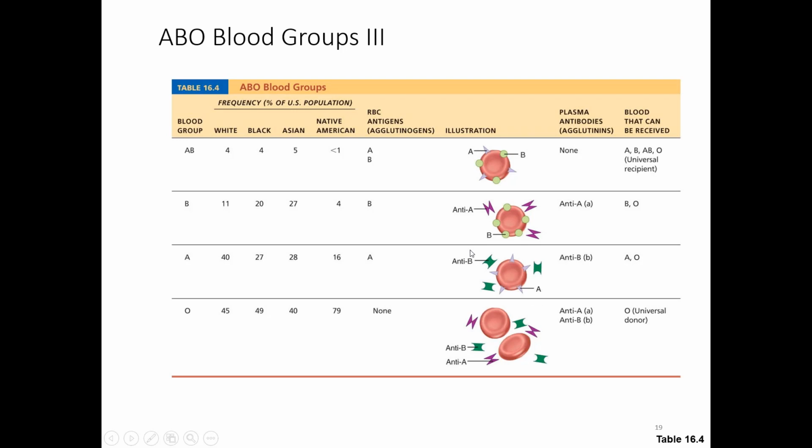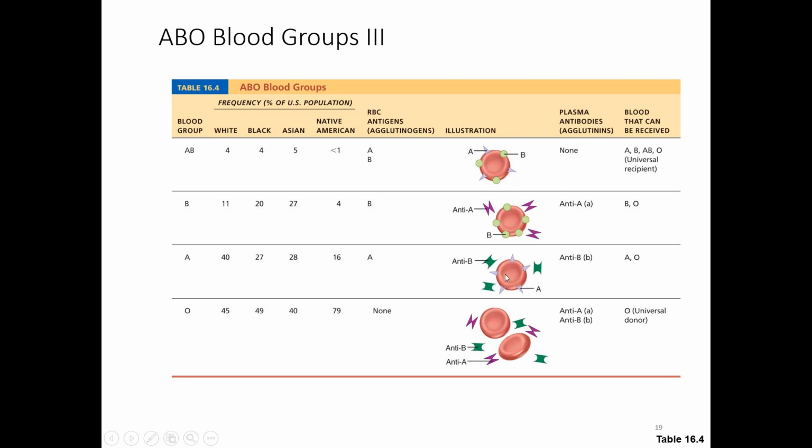Pay attention to that table, and in that table you can see blood group types AB, B, A, and O. That is just the frequency of certain blood types in the US population. You don't have to memorize that. But for each blood type, you need to know what antigens there are on the surface of their red blood cells. That's AB, so they will have both A and B. And what plasma antibodies or agglutinins they will have. Here it is.